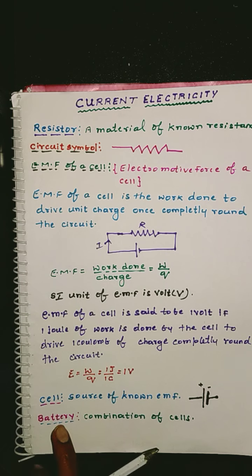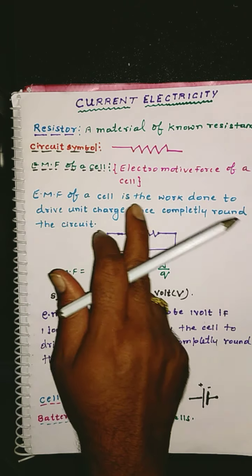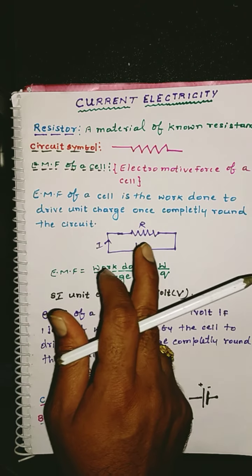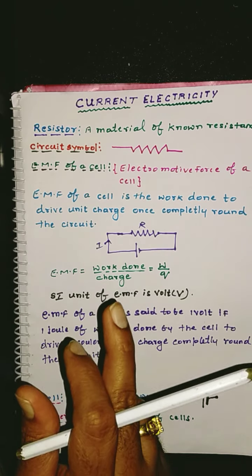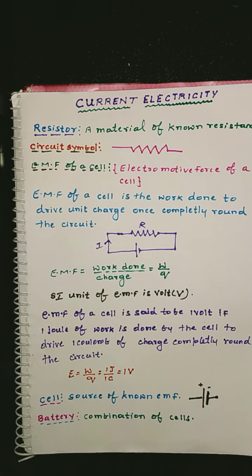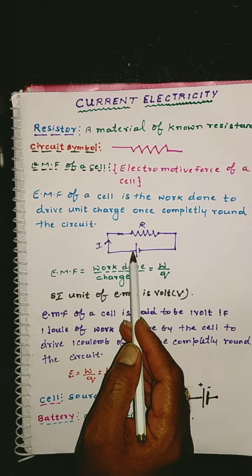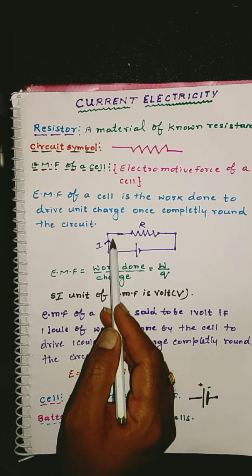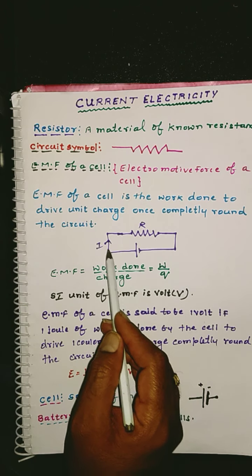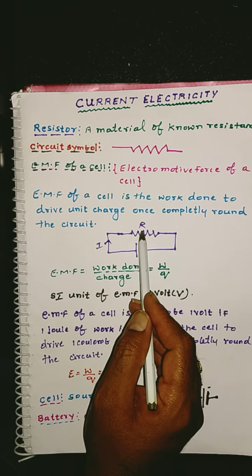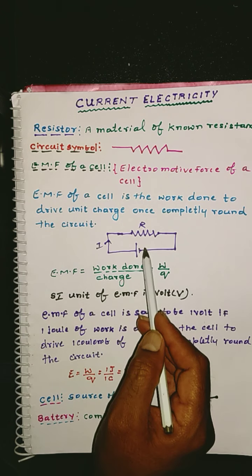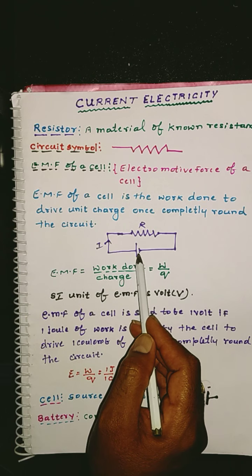So remember, cell is a source of EMF, battery is a combination of cells. What is EMF? Work done to move a unit charge once completely through the circuit. Remember, the EMF of a cell is always fixed. So when you say EMF, you are measuring the work done by the cell in driving a unit charge throughout the circuit, that is through the external resistance and also against the internal resistance.